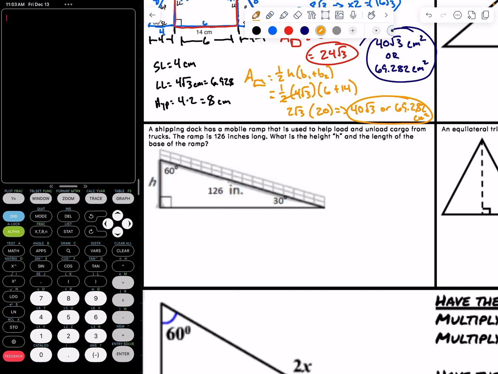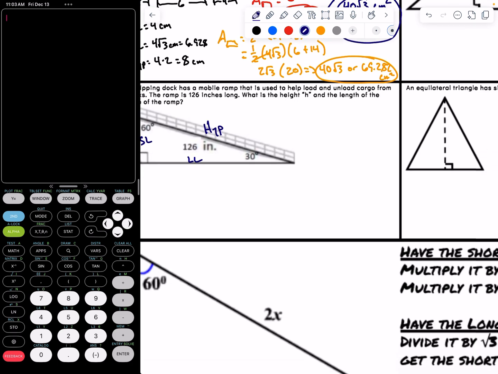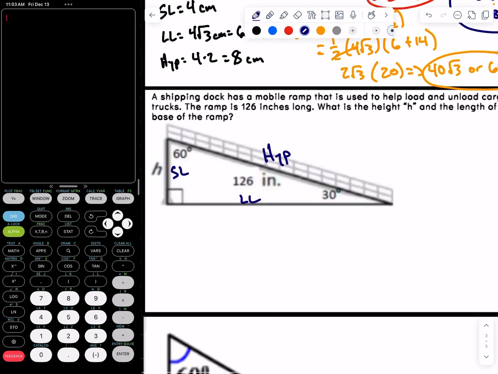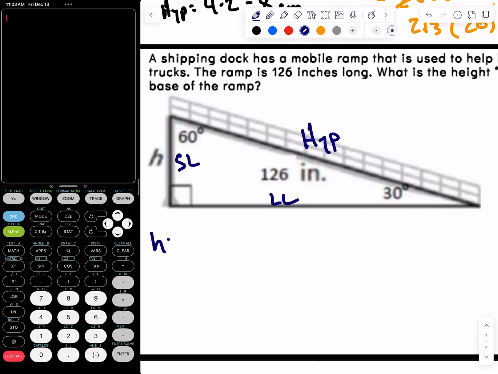We know that 126 is going to be our hypotenuse, which makes h our short leg, and then the base is our long leg. If we're given the hypotenuse, we divide by 2 to get my short leg. So to find h, that's going to equal 126 divided by 2, which equals 63. So that's 63 inches.